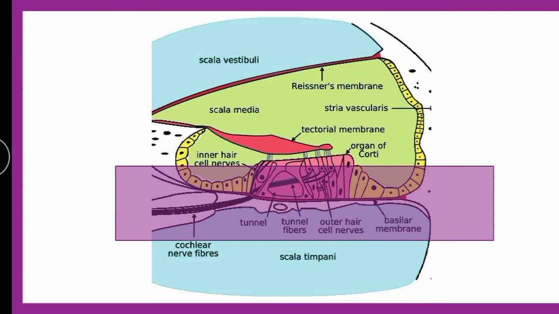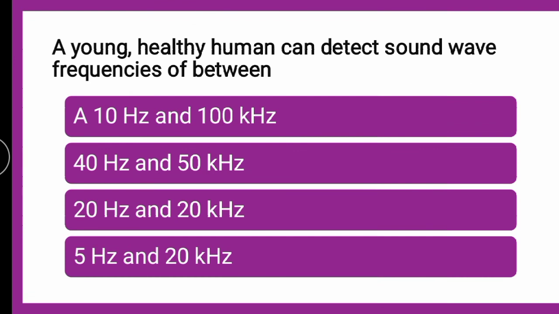Next question, which is the last question: a young healthy human can detect sound wave frequency of between whether it is 10 hertz and 100 kilohertz, 40 hertz and 50 kilohertz, 20 hertz and 20 kilohertz, or 5 hertz and 20 kilohertz. Which amongst the given is the correct answer? You can put your answer in the comment box. Till that we will go for the explanation.